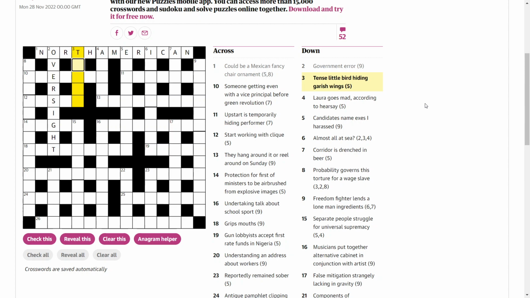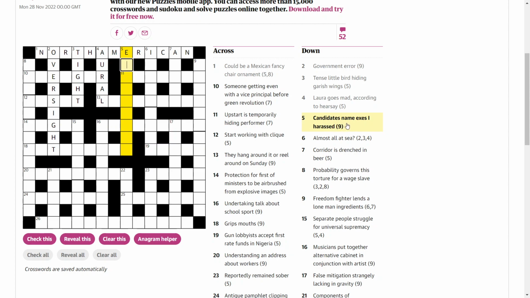Little bird hiding garish wings. Tense, little bird. Is it? I think it's tight. Yes, so the little bird is a tit, and then the wings of the word garish are G and H, as in the sort of wings of it, the outside bits, and tense is tight. Laura goes mad, according to hearsay. Oral, that means something that's heard, and it's an anagram of Laura. Candidates name execs I harass, so obviously an anagram, harass being our anagram indicator.